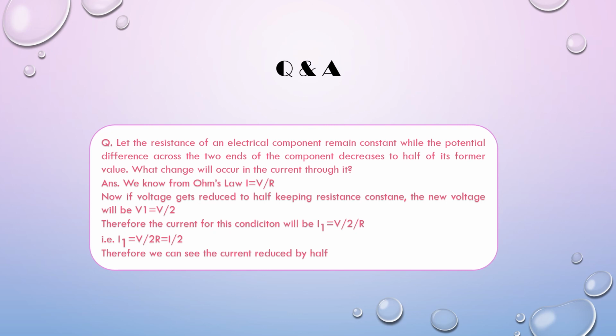We know Ohm's law is I equal to V by R. Now, if you reduce the voltage by half, let your new voltage V1 be V by 2. This means the new current I1 is equal to V by 2 divided by R. But we know V by R is equal to I. Therefore, you get I1 to be equal to I by 2. That means your current is getting reduced by half.